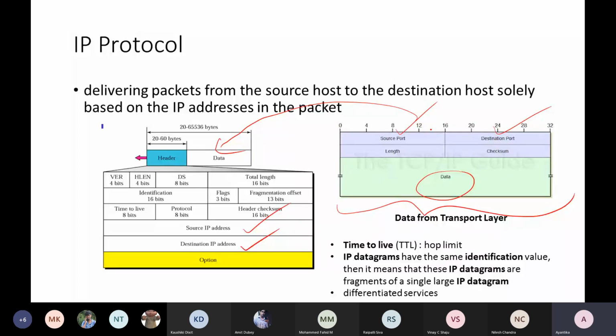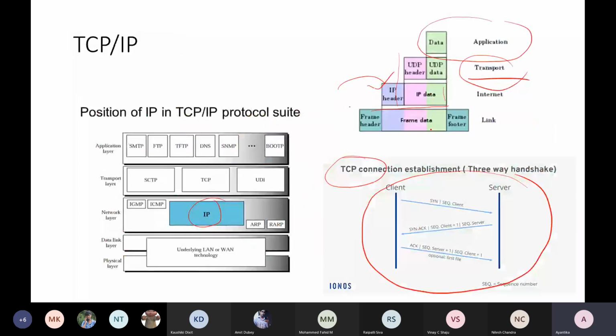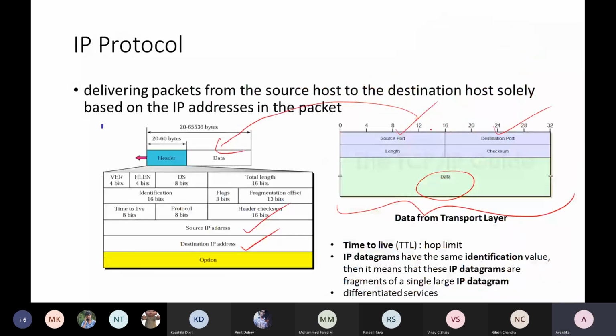For the next layer, the internet layer, which we call the network layer in the OSI model, we are adding the source IP address and destination IP address so that we can mention where this data will be going.